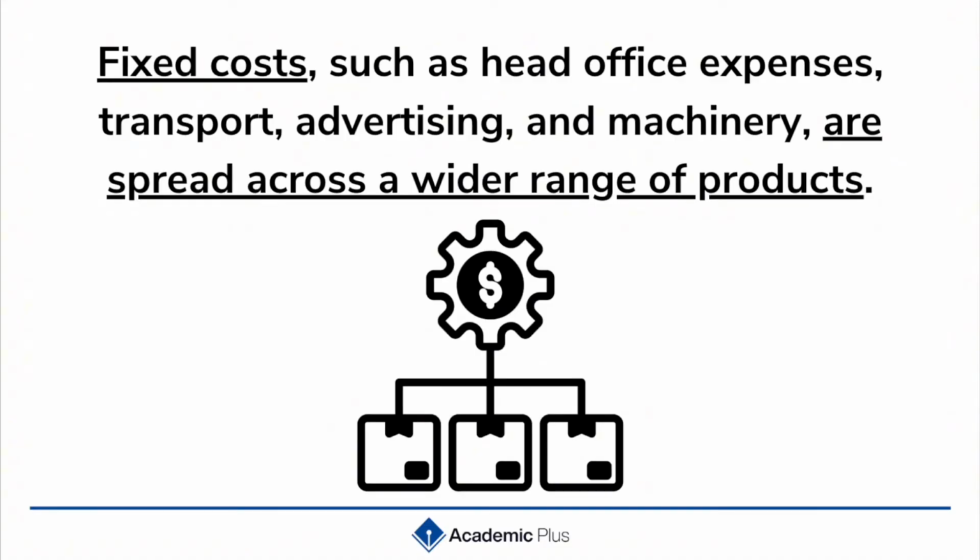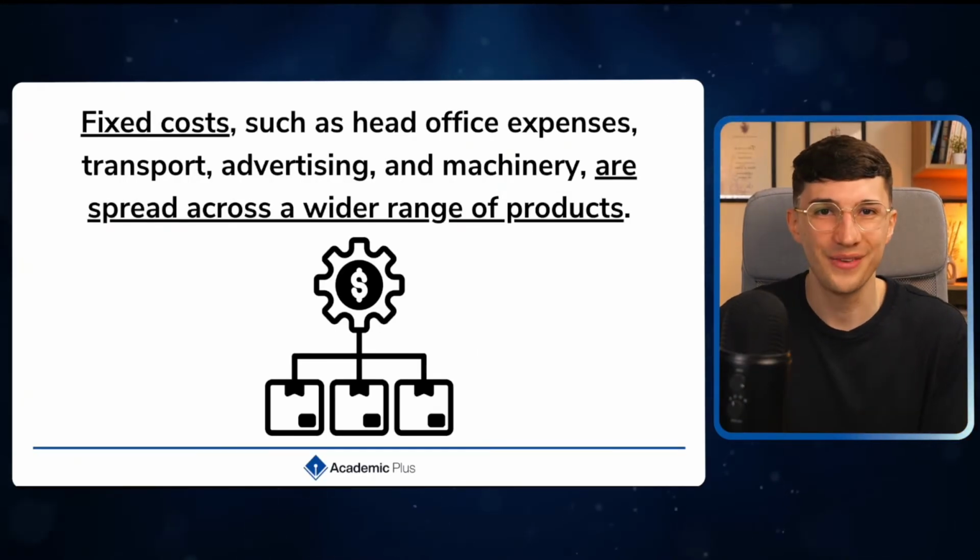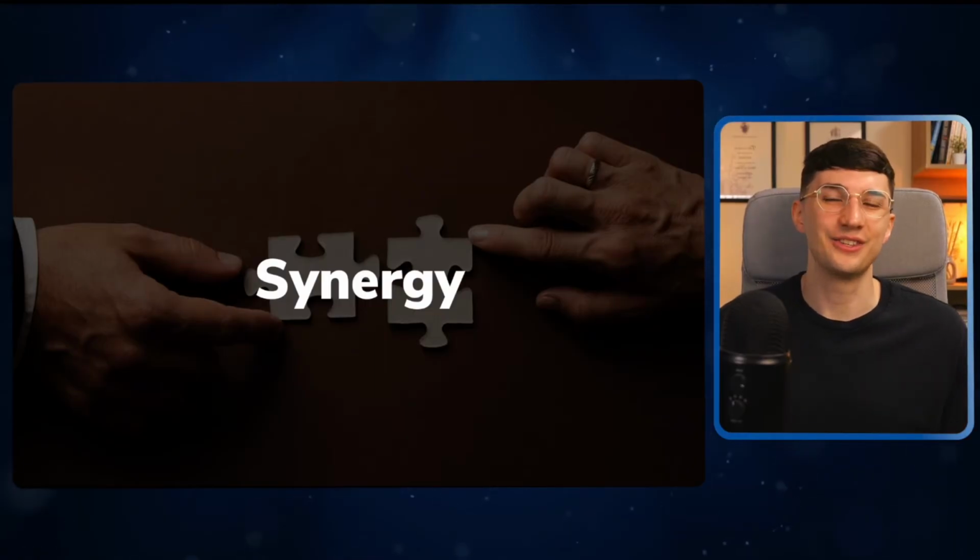So before, with economies of scale, our fixed costs are being spread over more units. But now, when we look at economies of scope, our fixed costs are spread over a wider range of products. So for example, costs like head office operations, transportation, advertisement campaigns and machinery. These can all be used to cover different products. So by using the same resources to support a wider range of goods, the business just becomes a little bit more cost effective.